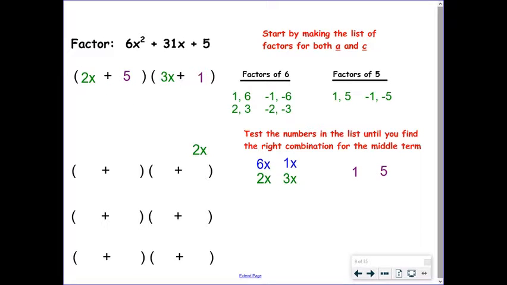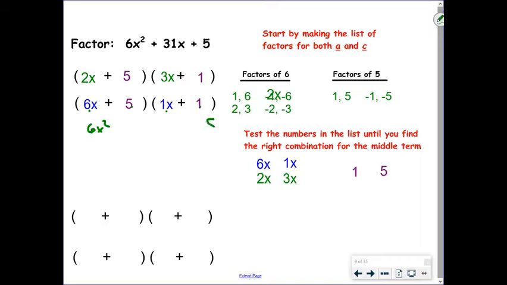I'm going to try 1x and 6x. So I put the 6x and the 1x in there. I'm going to put a 5 in there and a 1 there. And now I'm going to multiply my inside and outside terms, my two middle terms here. Now again, remember, 6x times x is 6x squared, 5 times 1 is 5. We know that's going to be the case.